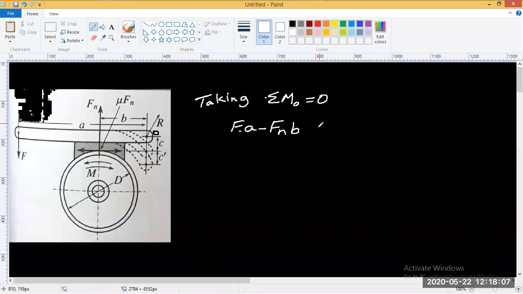So therefore, counterclockwise we have taken as positive. So plus mu times Fn into c. So that's it. That's all the forces acting. So you have F at a distance of a, Fn at a distance of b, and mu times Fn at a distance of c. Right? So 3 forces, and this is equal to 0.